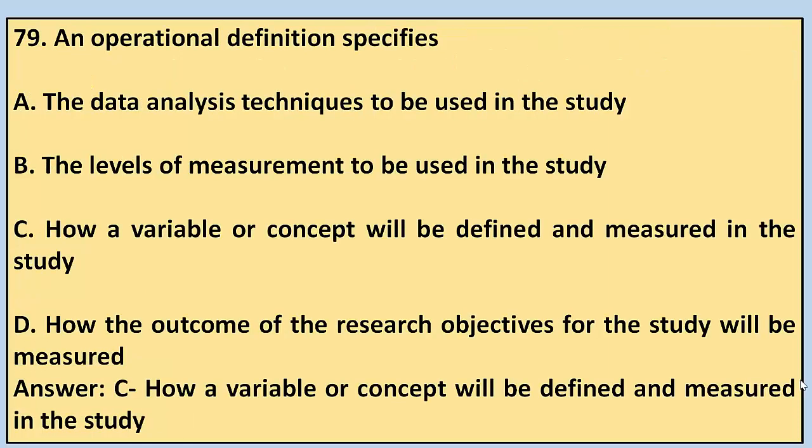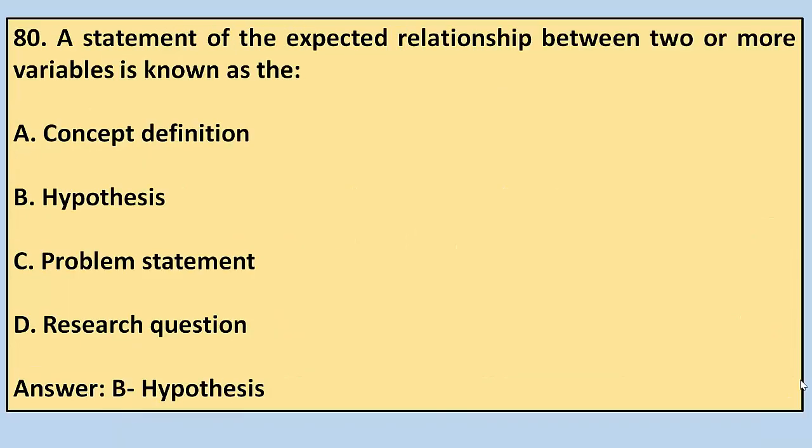An operational definition specifies the data analysis technique to be used in the study, the level of measurement to be used in the study, how a variable or a concept will be defined and measured in the study, how the outcome of the research objectives for the study will be measured. Answer is C, how a variable or concept will be defined and measured in the study.